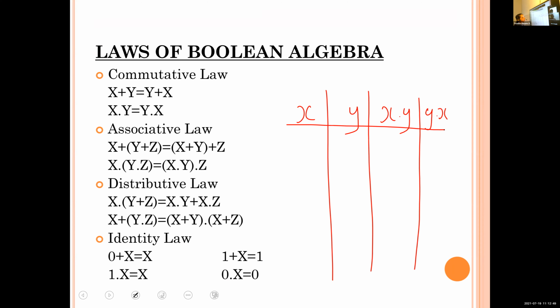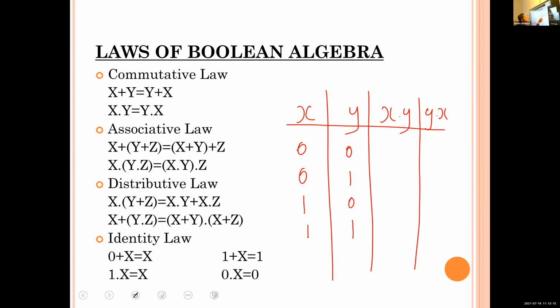Okay, Naveen? Then the inputs for y are 0 1 0 1, and for x it is 0 0 1 1. It is common for all the 2 input expressions. Here we are using 2 inputs, x and y, so the input is same for all 2 input expressions.